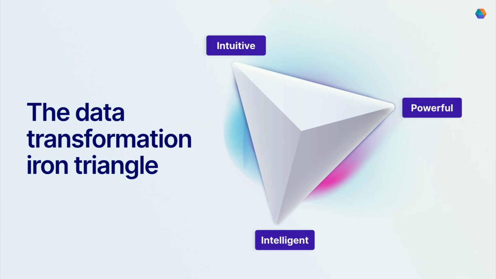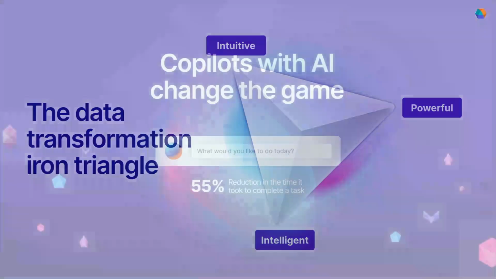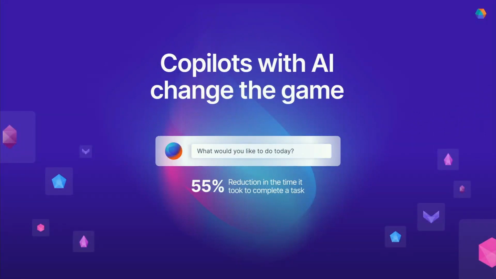And number three, you got to have it be intelligent. Generative AI has got to come and do half your work. That's what you want, right? You want generative AI to do half the work. So we've got to have all three, and there's been nothing in the market like that. But Copilots with AI, we live in the age of Copilots, they're going to change the game.